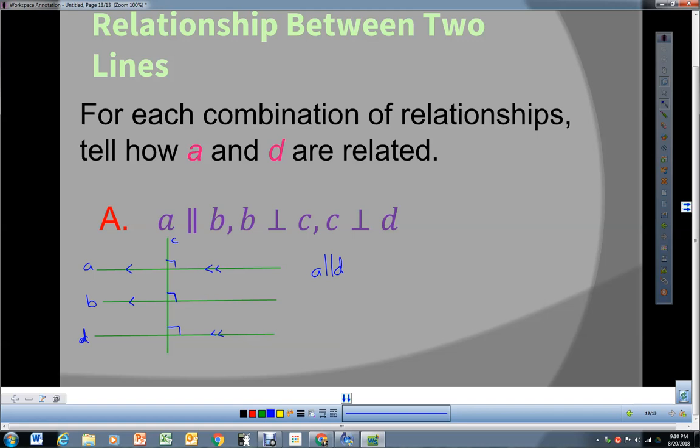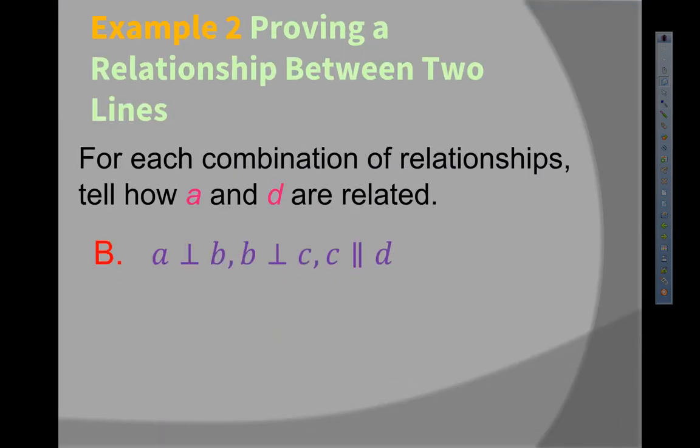All right, so let's take a look at the next one. A is perpendicular to B, B is perpendicular to C, and C is parallel to D. So find the relationship between A and D. The best way to do it is to draw your picture. So pause the video and come back and see how you did.